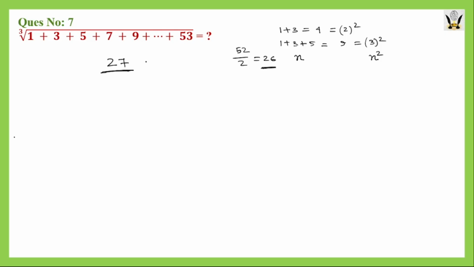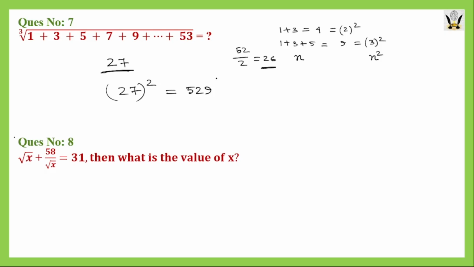So this is basically the summation of first 27 odd natural numbers, and as per the property of square numbers that I have said just now, it will be the square value of that number. So it will be 27 square. So it will be 729.